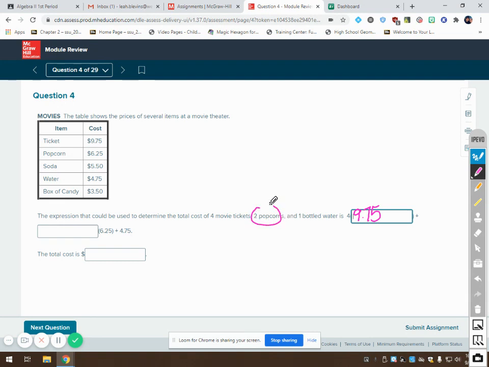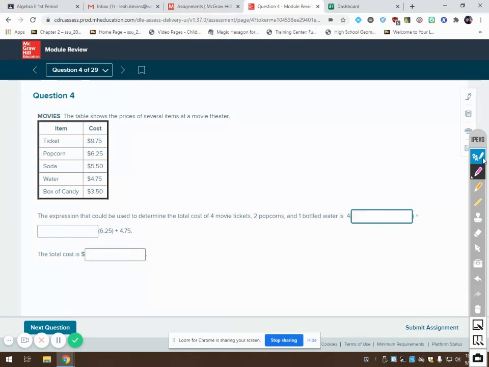Plus, they buy 2 popcorns. So we can see that popcorn is $6.25. Well, they're buying 2 of them, so 2 times the $6.25, plus the bottle of water, which is $4.75. That's here. If we go ahead and evaluate this, 4 times $9.75 plus 2 times $6.25 plus $4.75 gives me a total of $56.25.